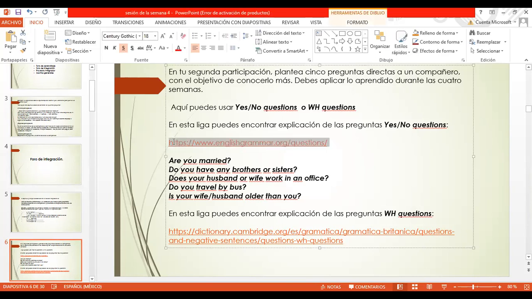Algunos de ustedes que he revisado ponen la pregunta, chicos, por ejemplo, have children, signo de interrogación, pero ¿qué les faltó? Les faltó el auxiliar, les faltó el do y les faltó el pronombre o el sujeto. Entonces es muy importante que la pregunta esté bien estructurada.